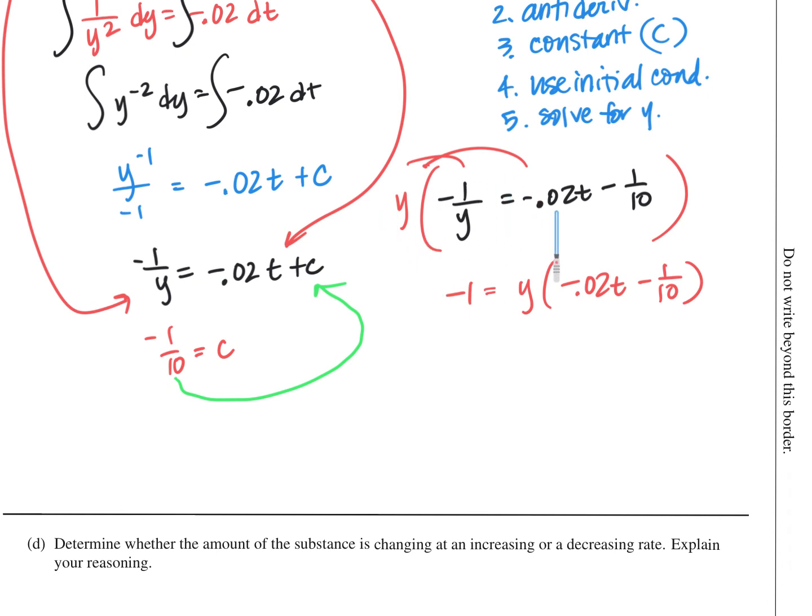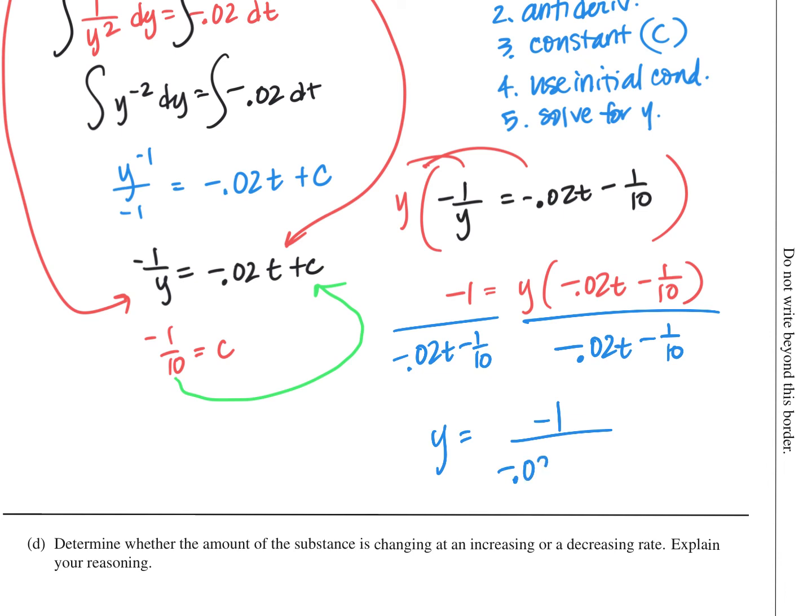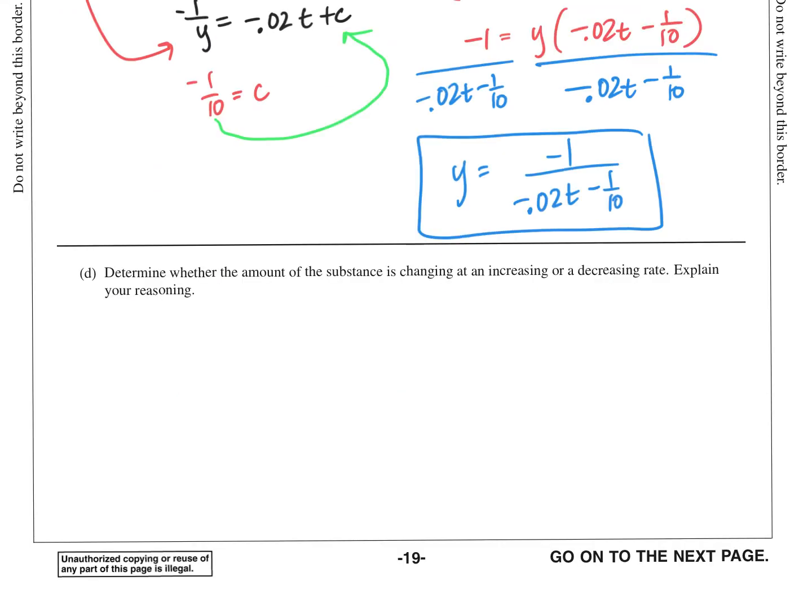I did not distribute my y to everything because I want to just keep it lumped on that right side so I can easily divide out that quantity, negative 0.02t minus 1/10. So my final answer is ugly: negative 1 over negative 0.02t minus 1/10. We're almost there. It's from the fives.